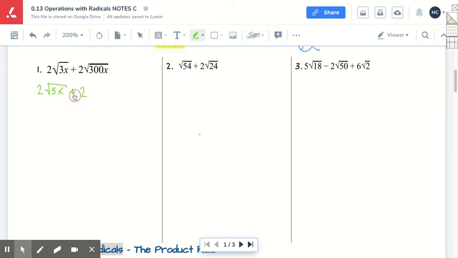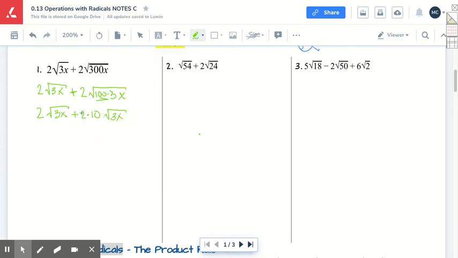But for the second one, 300x, I could break down 300. And I could take it down to its prime factors, but I think I want to do this a little bit simpler. 300 is 3 times 100. And I broke it up like that because I know that 100 is a perfect square. So I could take the square root of this number. The square root of 100 is 10. So this would be 2 times 10. And then that 3x would still be inside the radical.